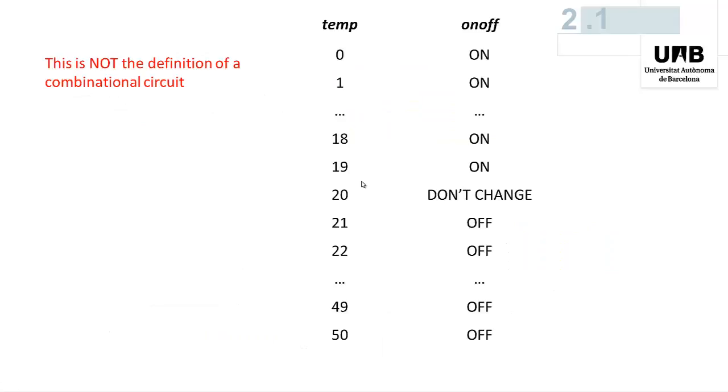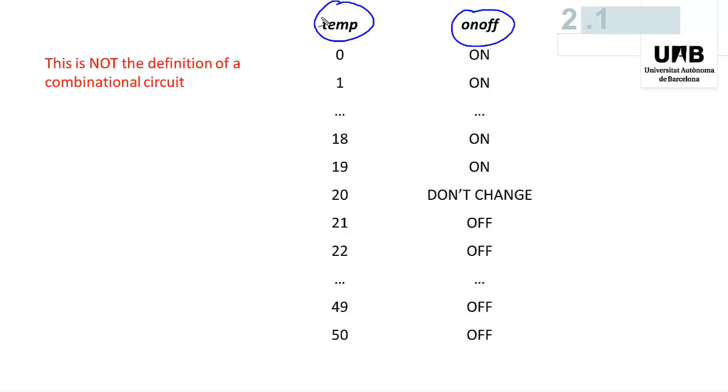And perhaps it's interesting to give an example of a system that is not combinational. This is an example of a previous lesson. We had defined the working of a boiler controller by means of a table, this table, that gives the value of an output signal on-off in function of the temperature measured by a sensor. Actually, this is not a combinational system.